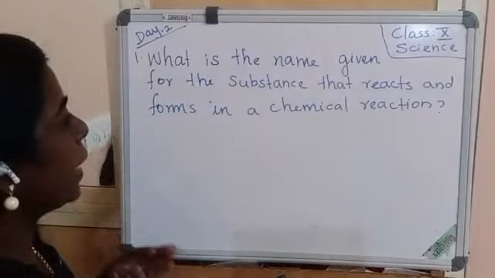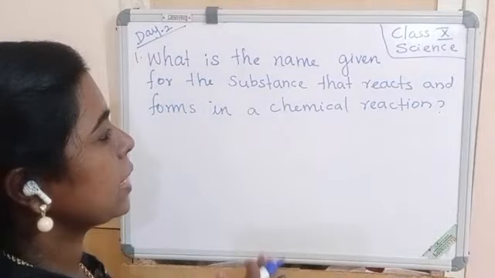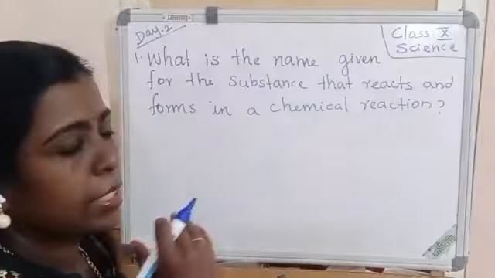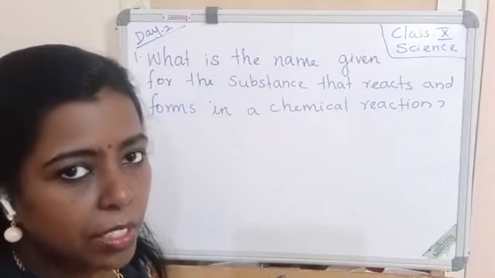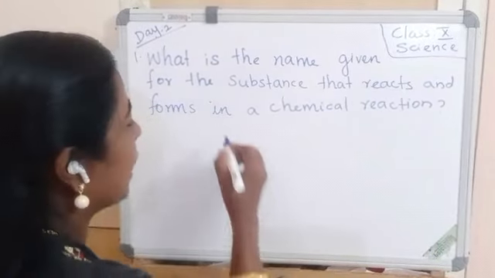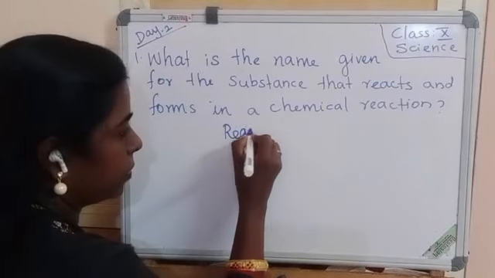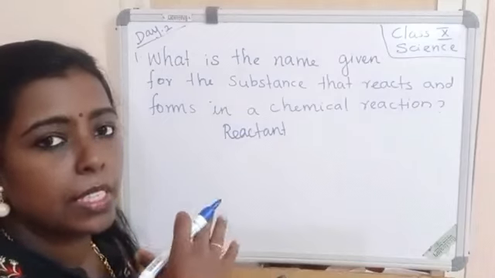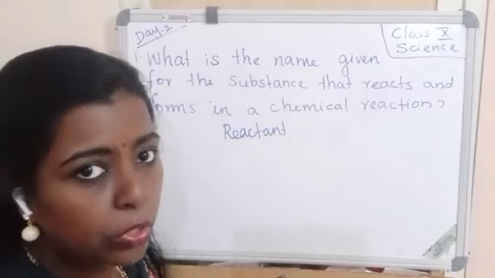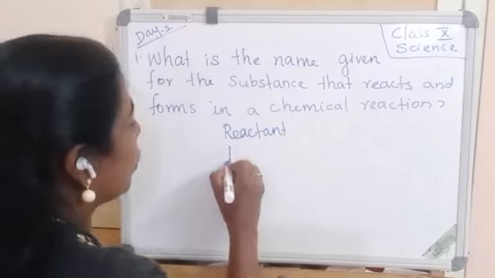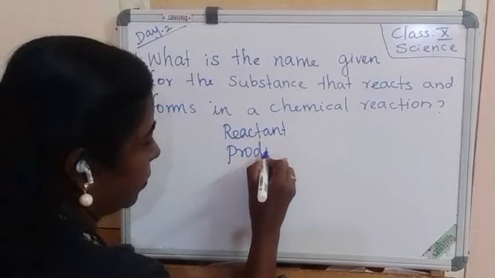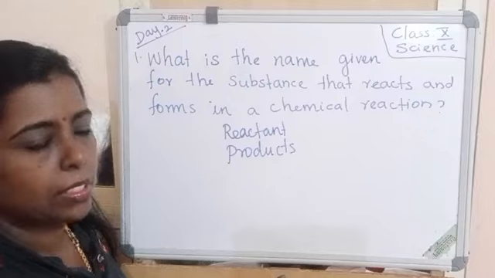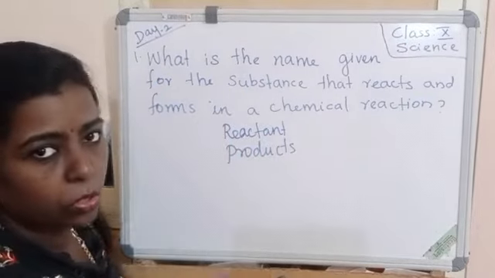What is the name given for the substances that react and form in a chemical reaction? The substance which reacts in a chemical reaction is known as the reactant. The newly formed substance is the product. So reactants and products are the answer to this question.